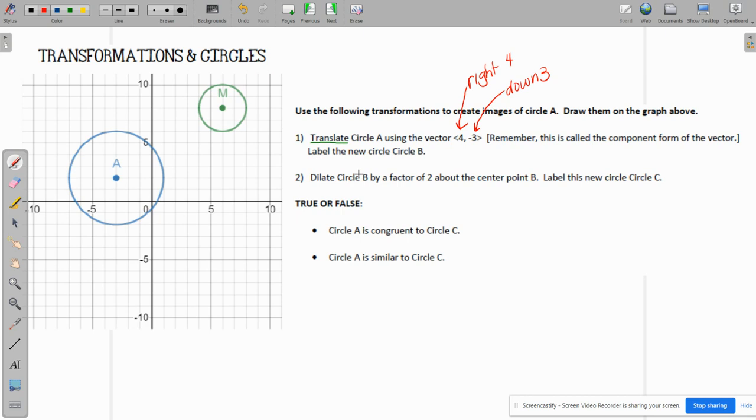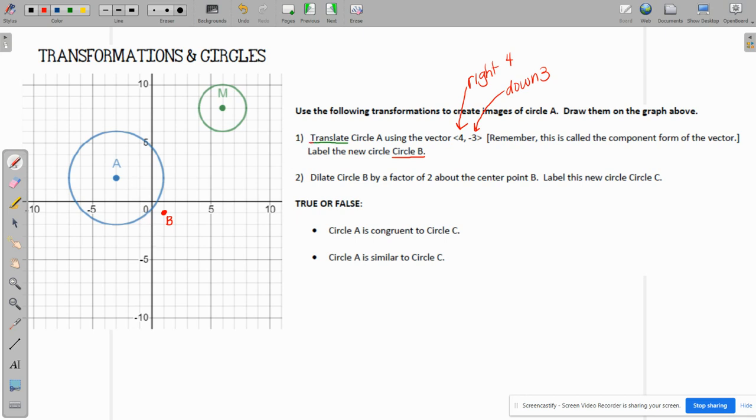So we're going to create this circle over here, and we're going to label the new circle, circle B. So the easiest way I would say to do this is to just translate the center of circle A, and then we can use that radius to draw in the rest of it. So we want to move right 4, 1, 2, 3, 4, and down 3, 1, 2, 3. That means this will be the new center of our circle, and we said that we're going to call it circle B, so I'm going to label that B.